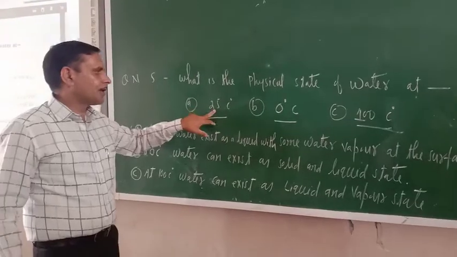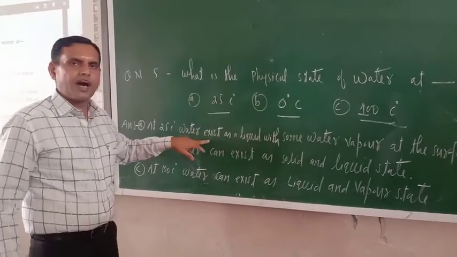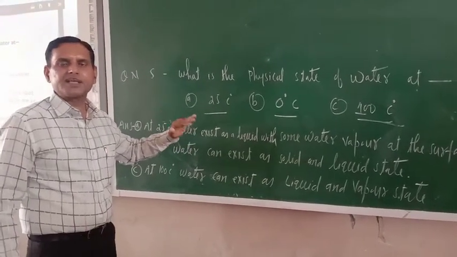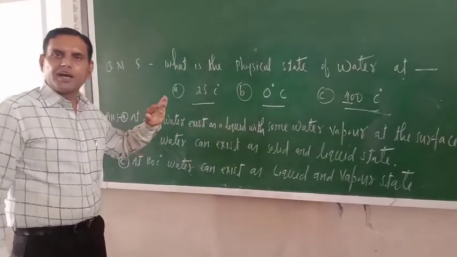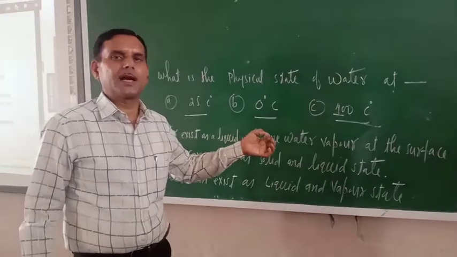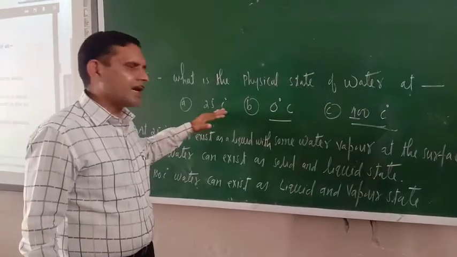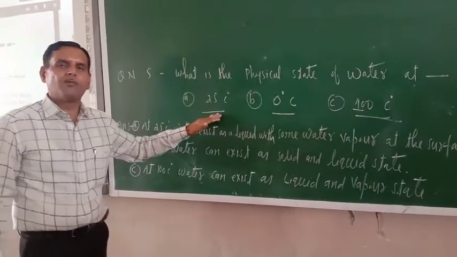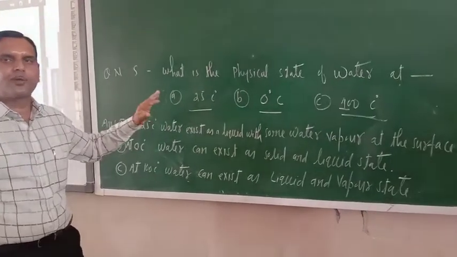At 25 degrees Celsius, water mostly exists as a liquid, but above the surface of the liquid, some water vapor can also be present. But mostly at 25 degrees Celsius, water will exist as a liquid only.